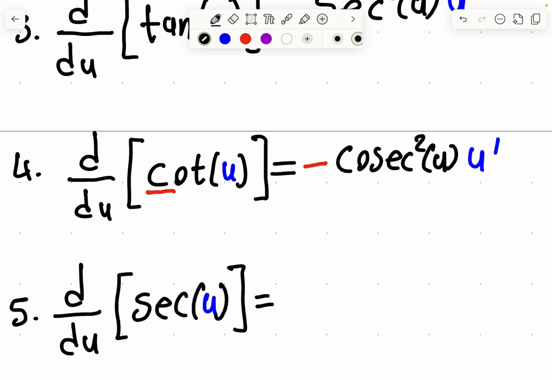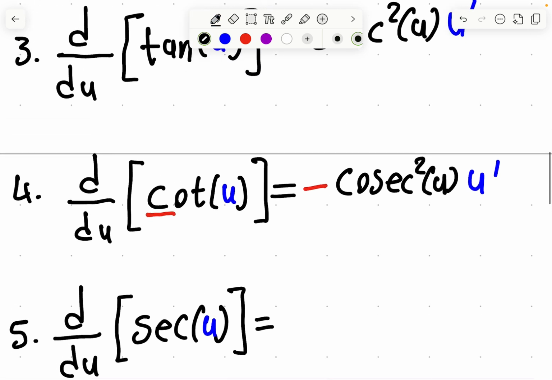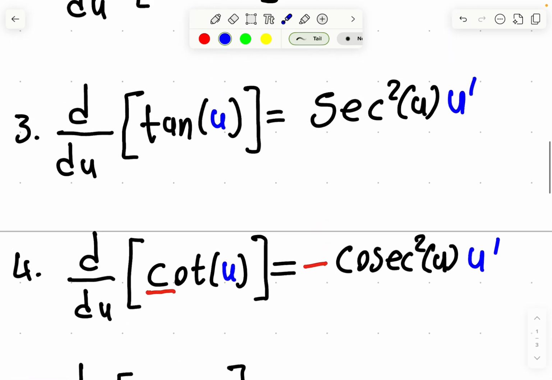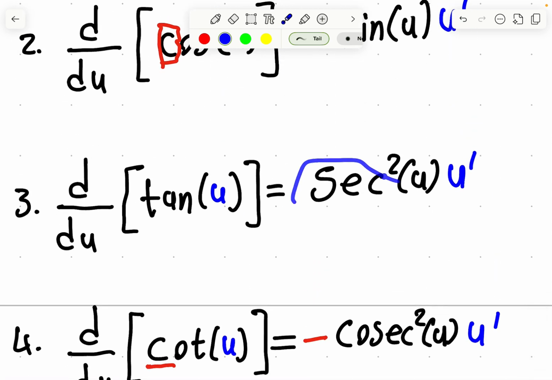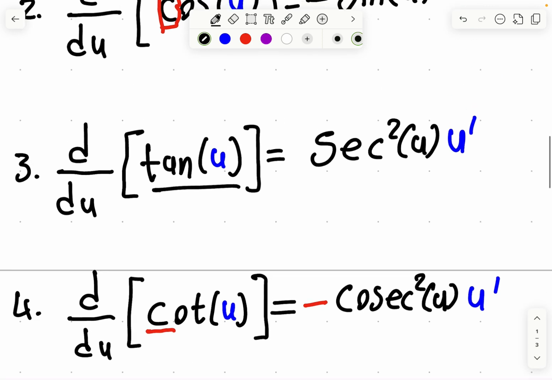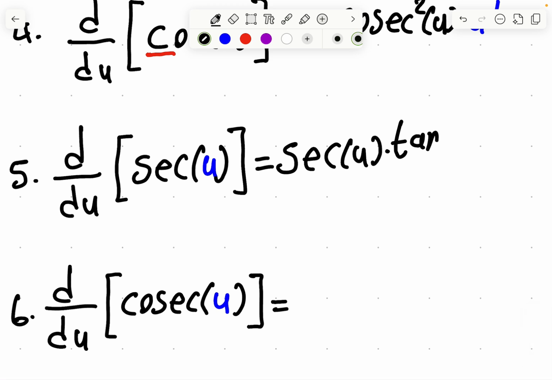So let's check the derivative of sec u. You must remember, it's simple and not hard to memorize. The derivative of sec u, you take the sec u and multiply it by tan u. It means the derivative of sec u is going to be sec u multiplied by tan u, multiplied by u prime. Understand? It's just a simple pattern to memorize for yourself.